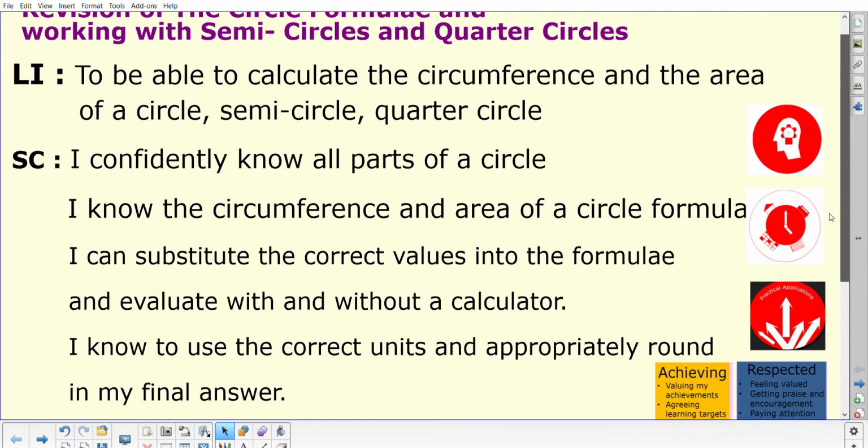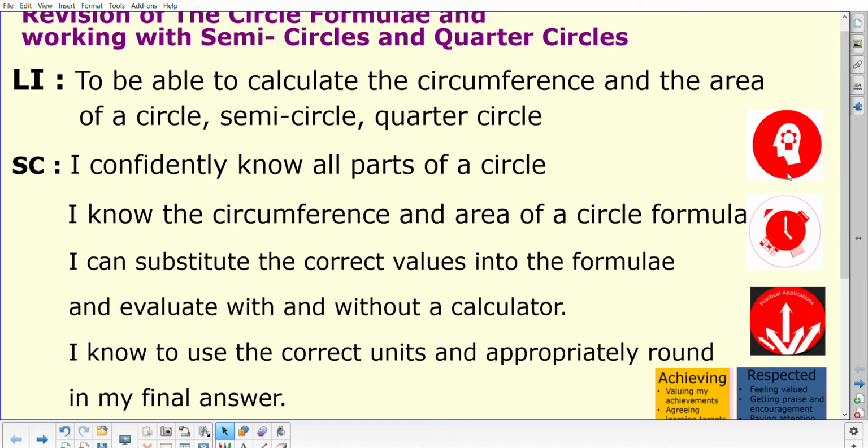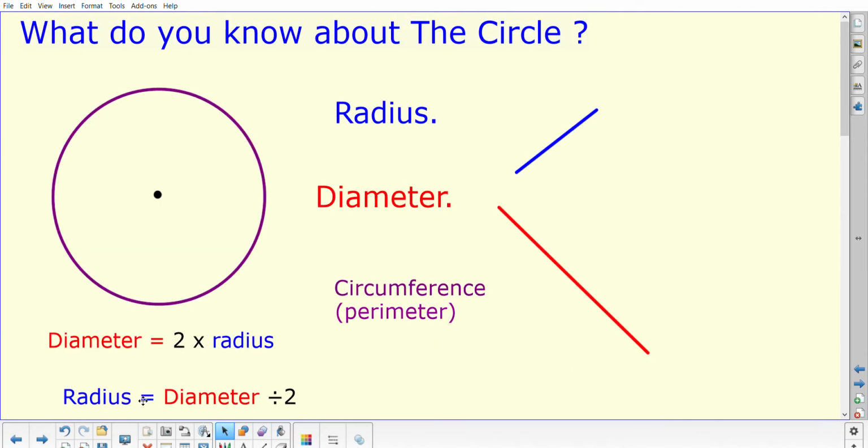We will be using your thinking skills to do this. You're also using your organisation skills, and this circle work has got lots of practical applications. So just a wee quick recap.